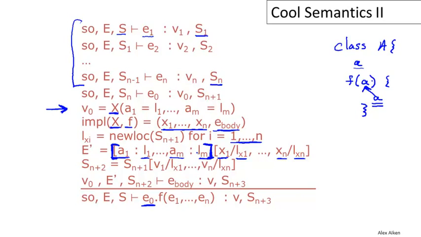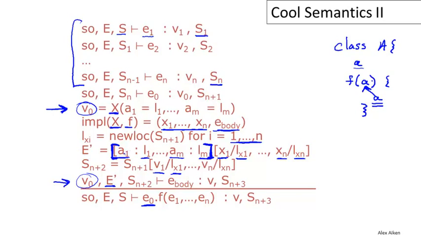Once we have the environment set up, we need to set up our store. What are the changes to the store? Well, we just have to store the actual value of each argument at the location for that argument. And finally, we're ready to evaluate the function body. The interesting part here is the context in which that's done. Notice that the self object in the context of running the method f is the object to which we're dispatching. And the environment is e prime, the new environment we just set up.